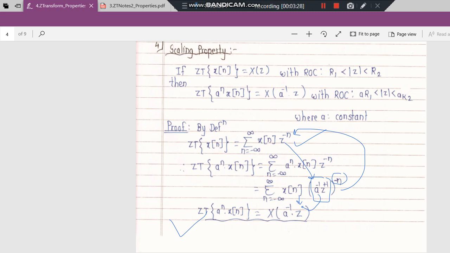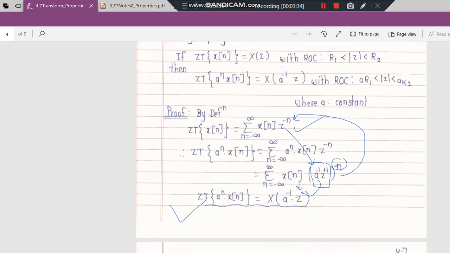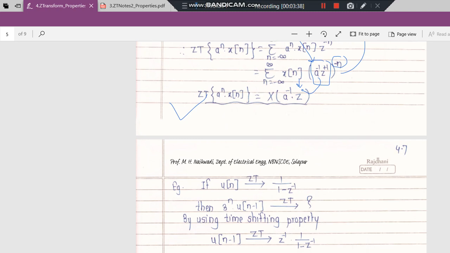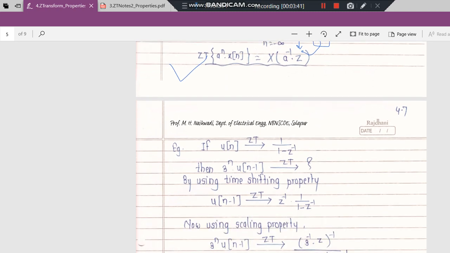Whenever there is a scaling in the z domain, what happens to the time domain signal? Let us try to understand with this property. Let us use this property to solve a numerical. Suppose we want to find out the Z transform of 3 raised to n u of n minus 1. It is an interesting thing here.